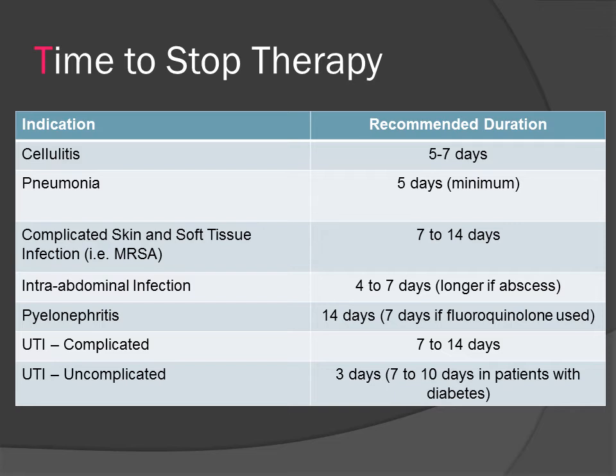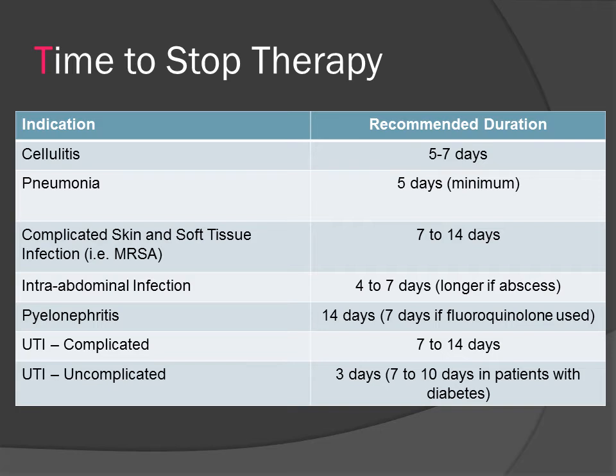Pyelonephritis, 14 days or 7 days if the fluoroquinolone is used. That may be changing. The guidelines are being updated as we speak. And if we take a look at our urinary isolates for Ingalls, we see that there's a significant amount of fluoroquinolone resistance, up to 35% of all isolates. Complicated UTI, which means you have some kind of structural anomaly that is causing UTIs to occur. Typical duration of treatment is 7 to 14 days. For complicated UTI, it's typically 10 to 14 days if there's a delayed response.